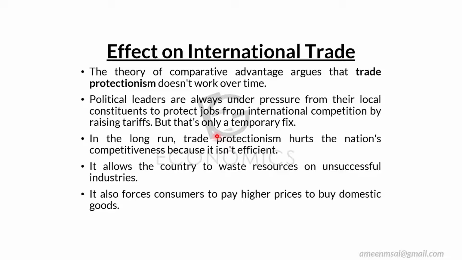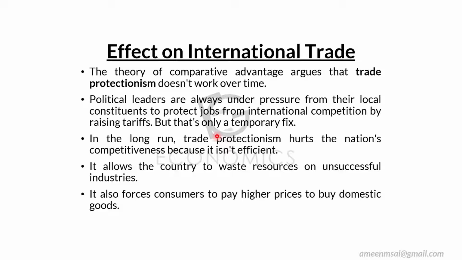Of course, what countries at present are doing is that in order to protect their laborers, countries put restrictions on imports in order to protect their jobs, but it's just a temporary adjustment. In the long run, trade protectionism hurts the nation's competitiveness because it isn't efficient. When going long term with such protectionist policies, it will only negatively impact the countries. It allows the countries to waste resources on unsuccessful industries.